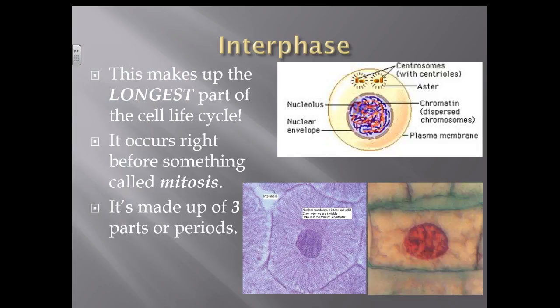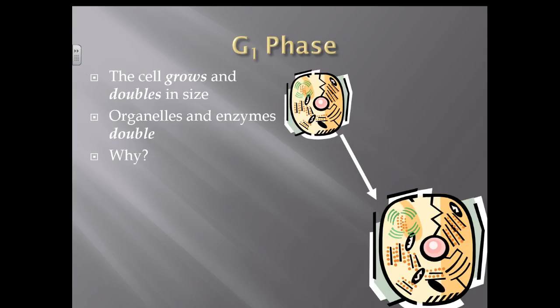Now, as we go through these slides, you're going to see actual photographs of cells. This is a plant cell in interphase. This is an animal cell in interphase. And this, of course, is obviously a drawing of a cell in interphase. So the first part of interphase is something called G1.